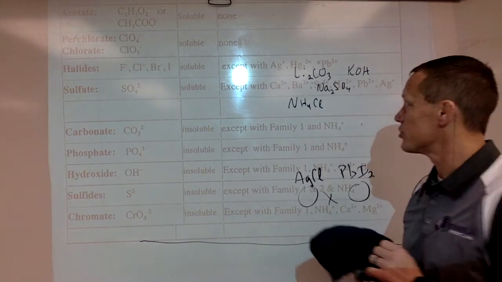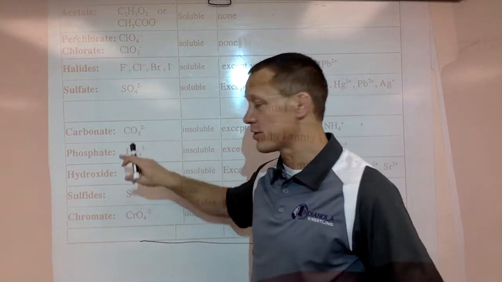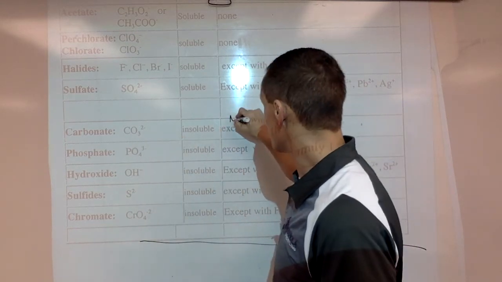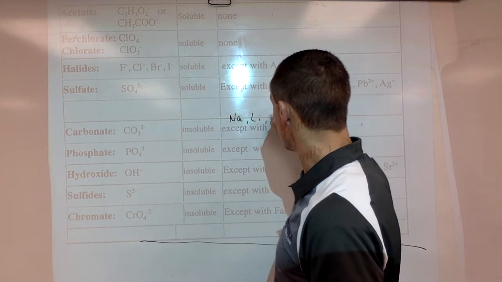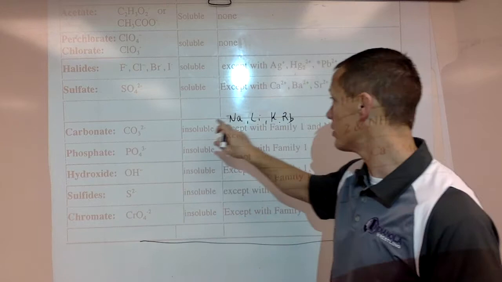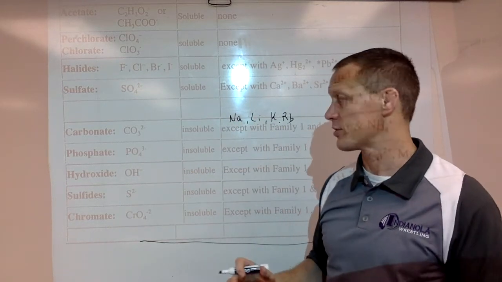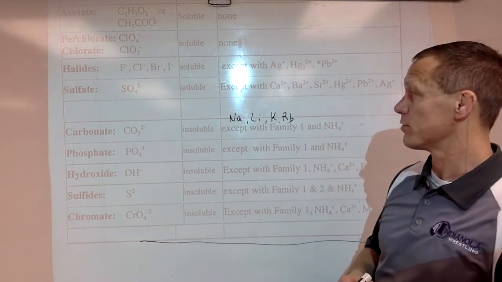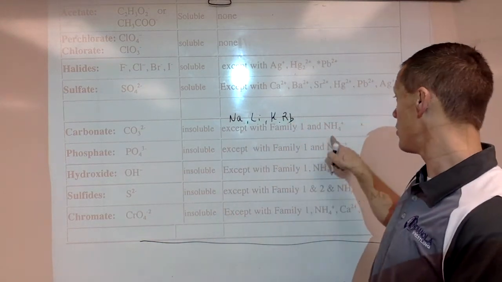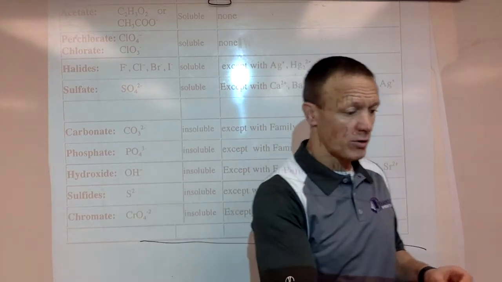These things at the bottom are generally insoluble. Not always, though. Okay, so carbonates are insoluble unless they're with family 1. So unless you have sodium, lithium, potassium, rubidium. So if you had like sodium carbonate or lithium carbonate, it will dissolve. Okay, but otherwise carbonates are insoluble, or if they're with ammonium too. So these things, if you see them, they're generally insoluble unless they're with family 1 or ammonium. Okay, so you can kind of figure out the solubility rules from there.